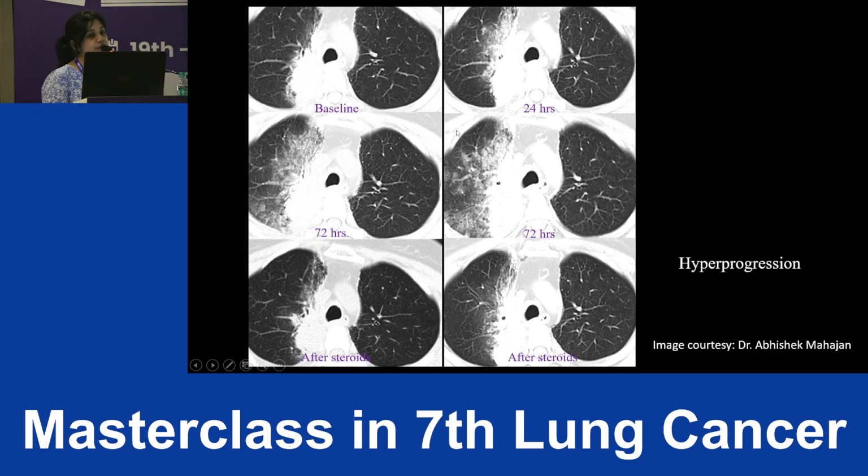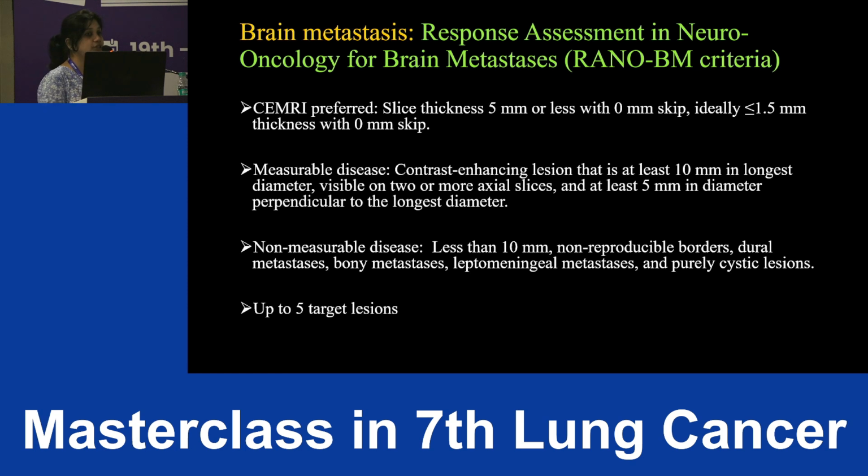Now here is an example of a hyperprogression. This is a baseline scan showing a right upper lobe paramediastinal mass. Within 24 hours, the patient deteriorated and there were increased ground glass densities that you can see in the right upper lobe. Within 72 hours, the patient presented with breathlessness and increased cough, and the CT scan showed profuse increase in the ground glass densities. This was after immunotherapy was given. At this stage, a diagnosis of hyperprogression was made and corticosteroid was initiated, which showed resolution of the ground glass densities.